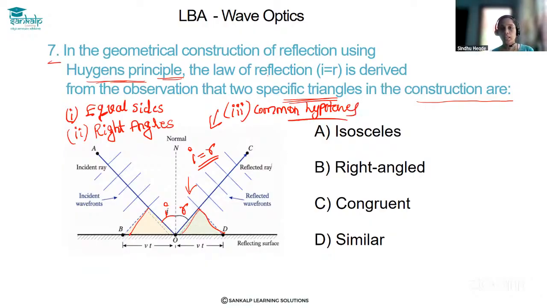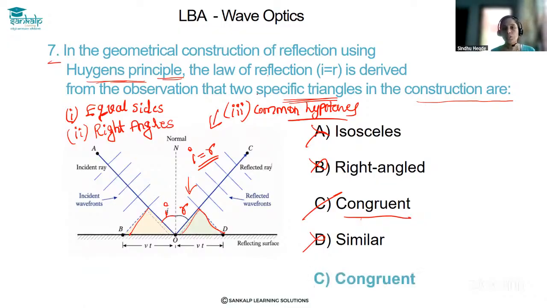Hence option A is wrong. Option B is also wrong. Not only right angles are equal here. So option D is also wrong. Here all these three conditions come under congruent triangles. So option C is the correct answer.